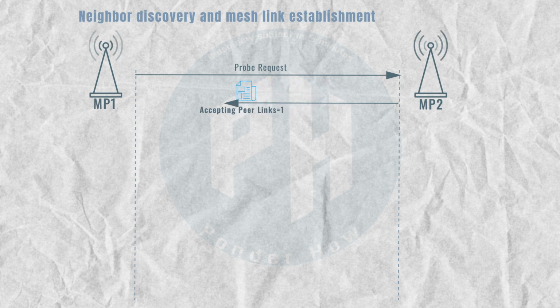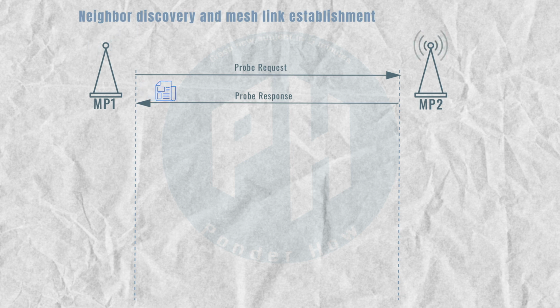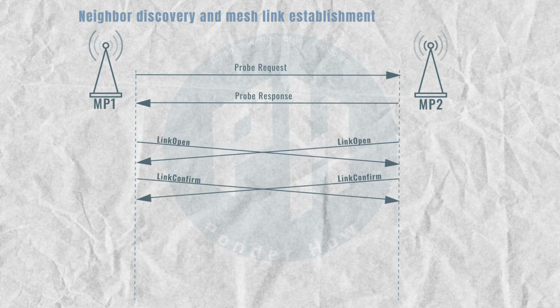Upon receiving the probe response, MP1 examines the received mesh profile. If the mesh profile has the same contents as the local mesh profile, and the accepting peer link bit in the response is set to 1, MP1 establishes a peer relationship with MP2. MP1 and MP2 exchange link open and link confirm packets with each other, then a mesh link is established.